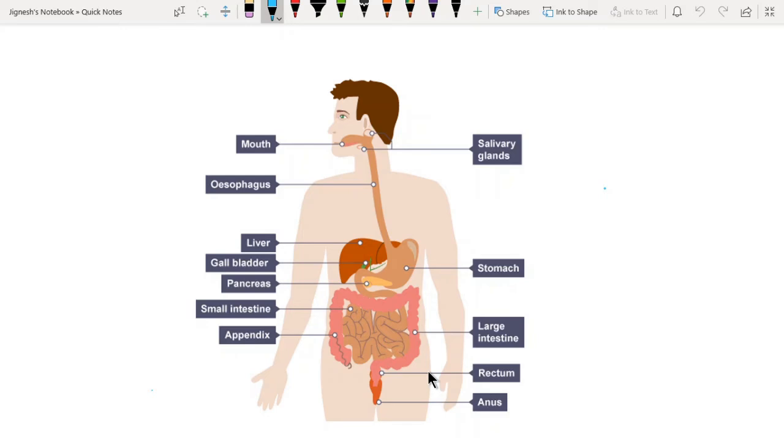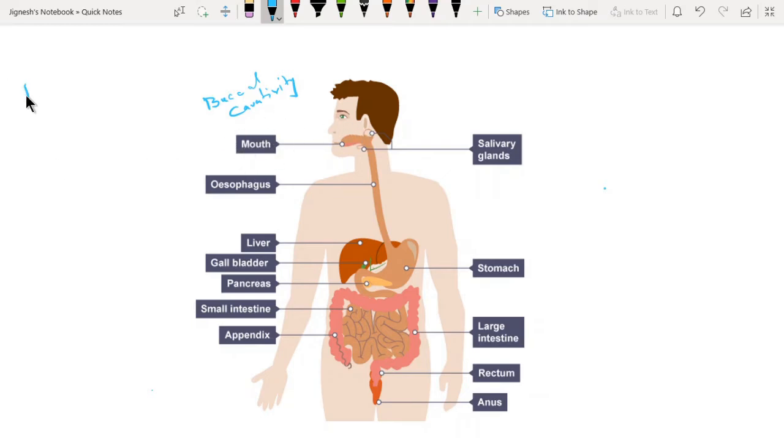Hi students, in this video we will study how actually the digestion process goes on. As we know, the first part is called the mouth. Mouth is also called a buccal cavity. Now food enters through the mouth.